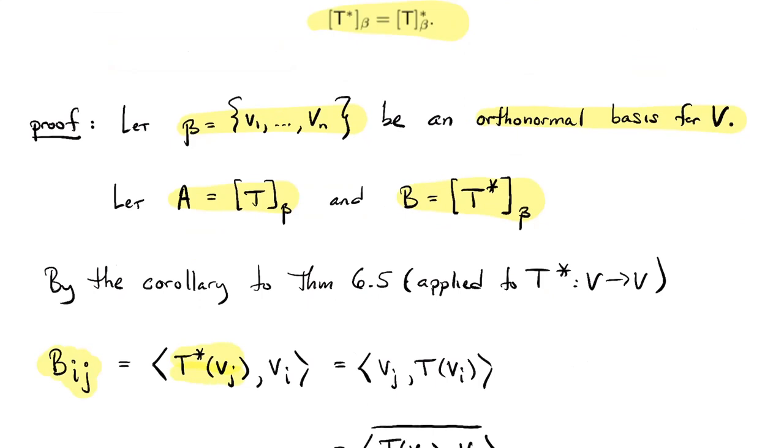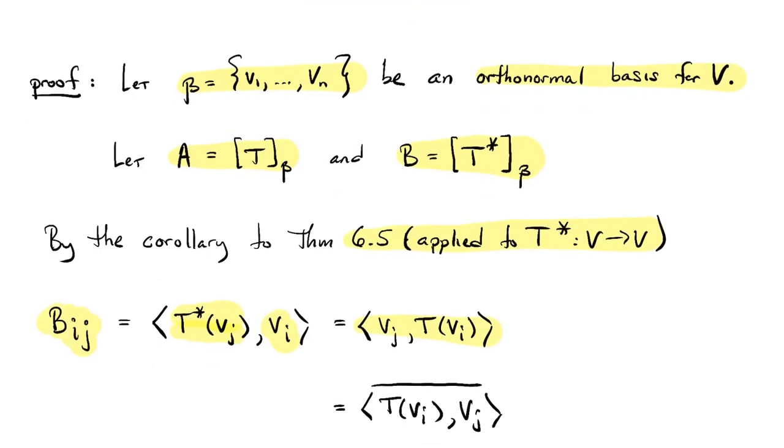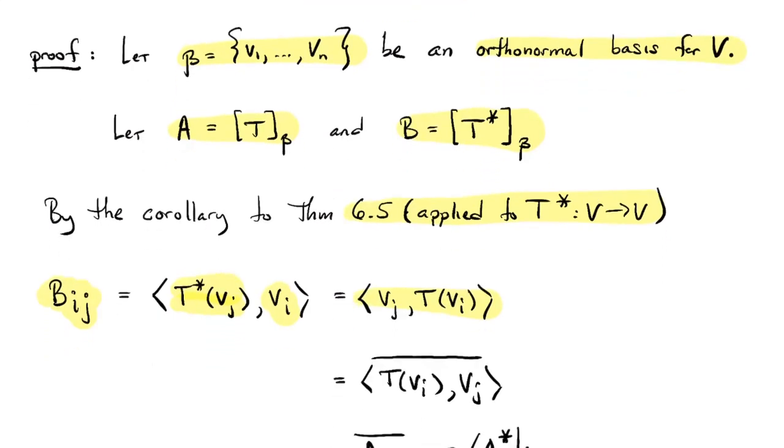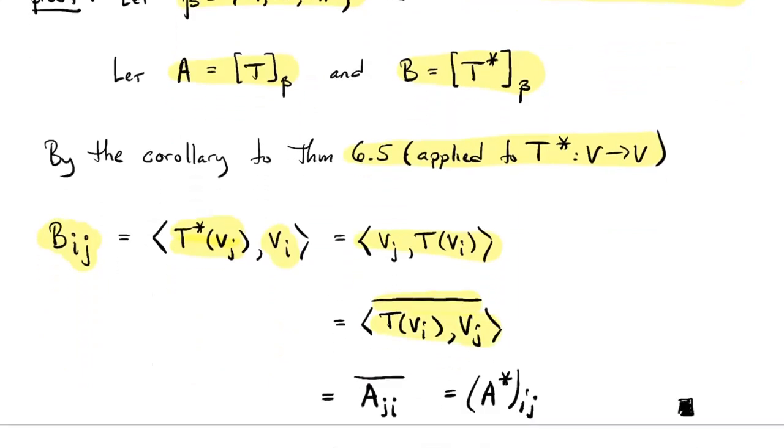Theorem 6.5 applied to the operator T star says I should take the vector T star of Vj and take its inner product with the basis vector Vi. By definition, that's the element in the ith row and jth column of the matrix for T star in the beta basis. By the adjoint property, I can move T across that comma. That's the inner product of Vj with T of Vi, which by inner product properties I can flip. That's the conjugate of the inner product of T of Vi with Vj.